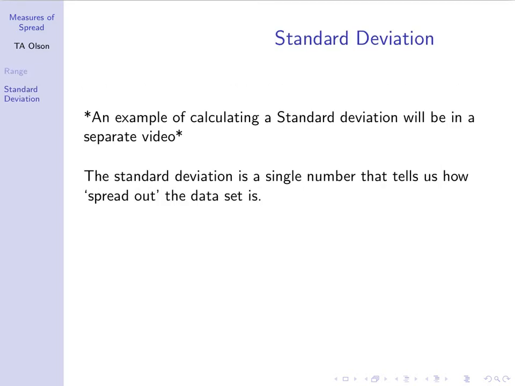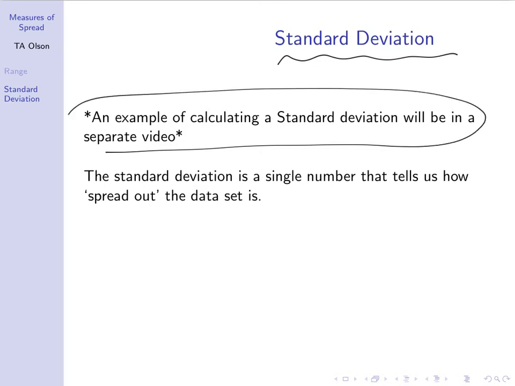The statistic that we want to use that actually does this calculation is called the standard deviation. I'm going to do an example of calculating a standard deviation in a separate video. There's a bunch of steps and it takes a little while to do. But the standard deviation is a single number that has the same units as our data, and it tells us something about how spread out the entire data set is. This is the thing that actually does our work for us.